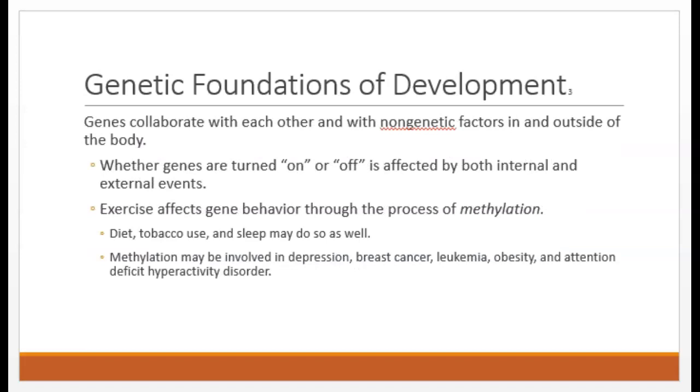One of the big surprises of the Human Genome Project was finding out that humans only have about 20,000 genes. Before the project, scientists thought that there would be hundreds of thousands of genes because we have so much variety, and they thought that each gene programmed just one protein. What we discovered, though, is that rather than being a group of independently operating genes, genes collaborate with each other and with non-genetic factors in and outside of the body. You might have a gene for something, but it's not just about having or not having a gene. Genes can be turned on or off by things like stress, exercise, nutrition, radiation, or sleep through a process called methylation.